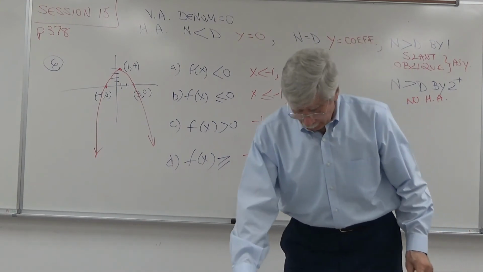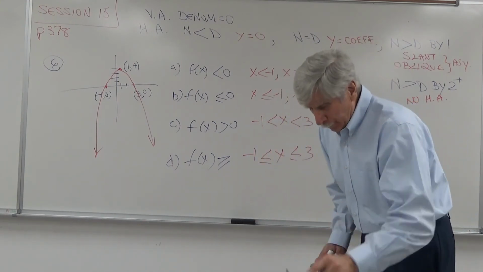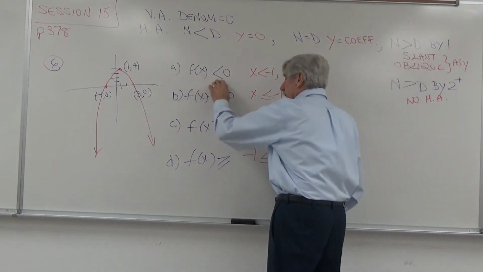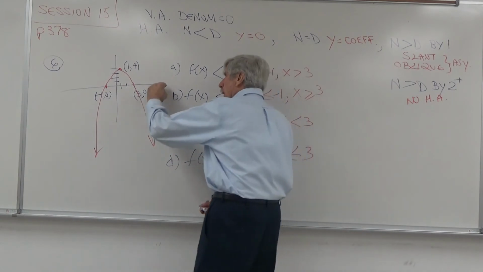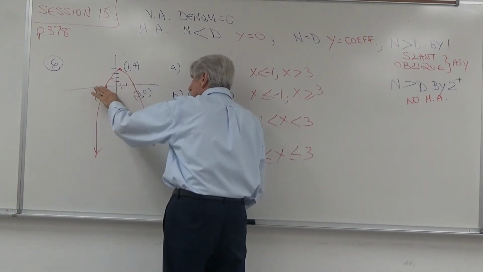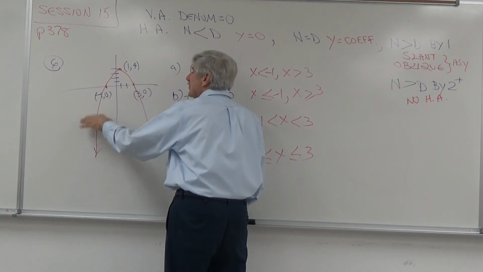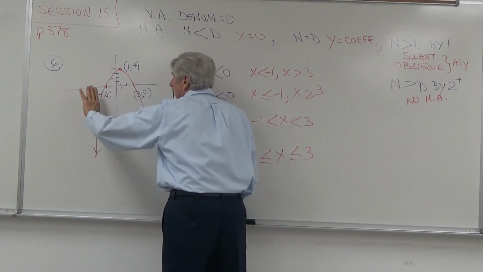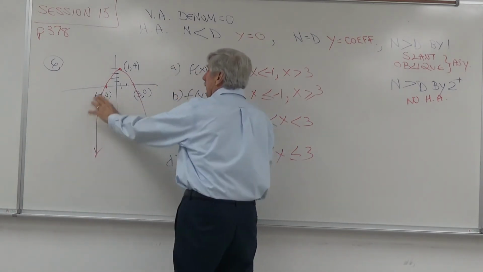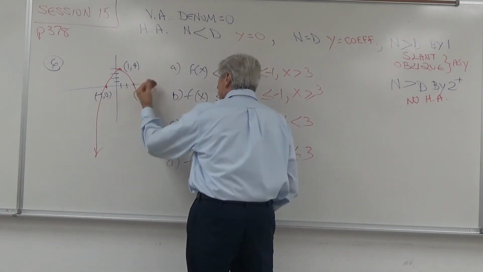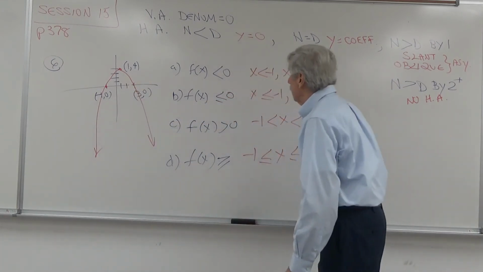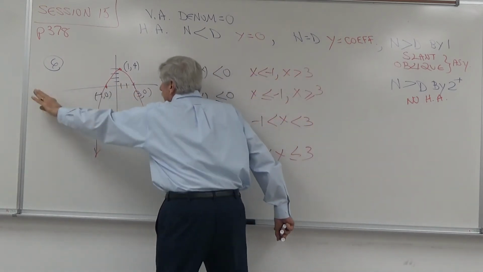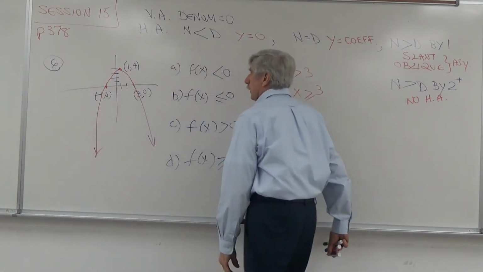All we're doing is analyzing by looking at it here. Let's take a look and see what's going on. Where is y less than 0? Well, this is y equal to 0, the x-axis. Y is less than 0 all the way down here, isn't it? So where is x when y is less than 0? If x is less than negative 1, we're below the x-axis. If x is greater than 3, the graph will be below the x-axis. So that's what's being said here.